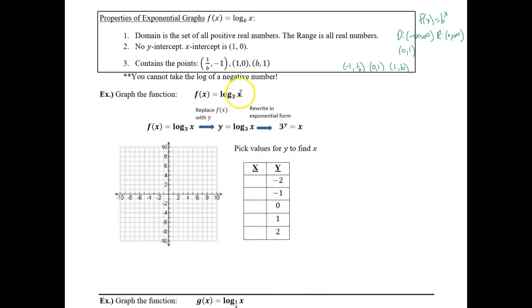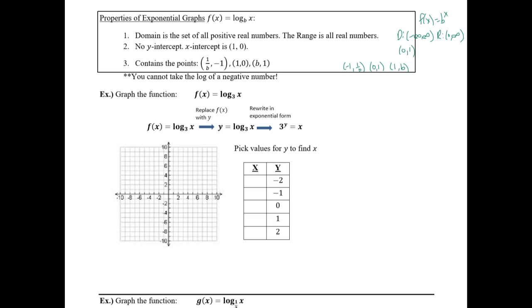If I try to plug in x values here, for one thing, my calculator doesn't have base 3. It only has base 10 and base e. So some calculators won't even let you calculate that, and if I plug in just random numbers for x, I'm going to get lots of decimals, versus I want to graph whole numbers. So if we rewrite it exponentially, we can get those nice whole numbers. So now we're going to pick values for y, find x. Again, the opposite of what we would do with an exponential. With an exponential, we would pick the x values, solve for y. Here we're picking the y values, solving for x. So let's go ahead and do that.